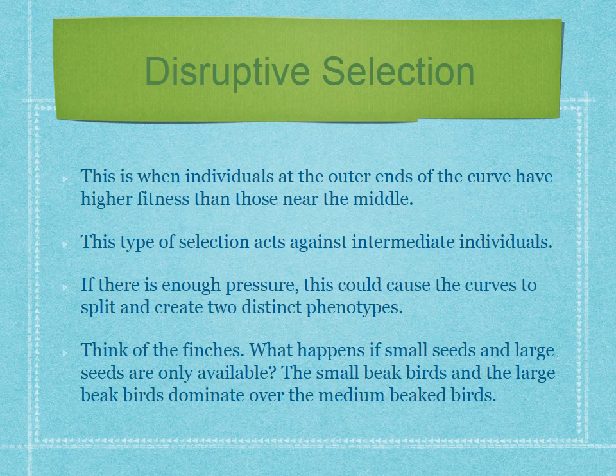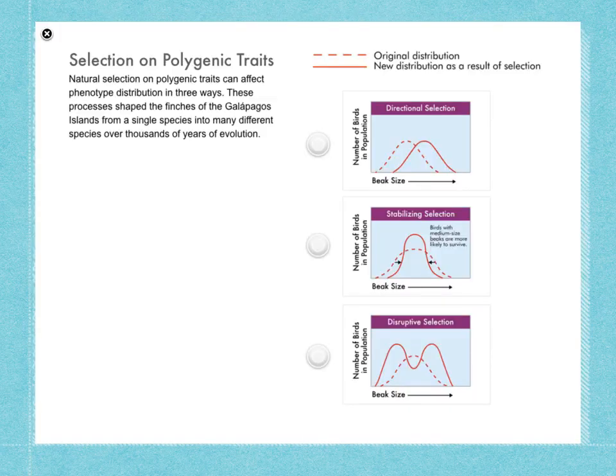And actually with disruptive selection, if there is enough pressure, it could cause the curves to split and create two distinct phenotypes. So again, think of the finches. What happens if there's only small seeds available and only large seeds? The small beak birds and the large beak birds are going to dominate and outcompete the medium beaked birds. And that's when we see the selection graph we have on the next page.